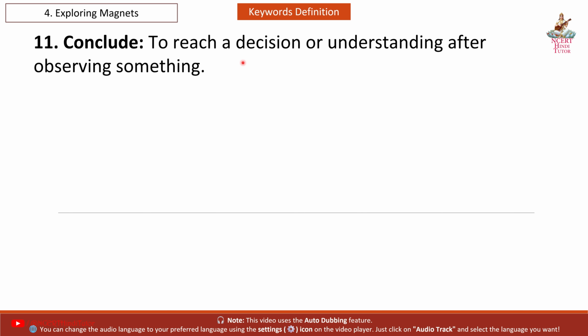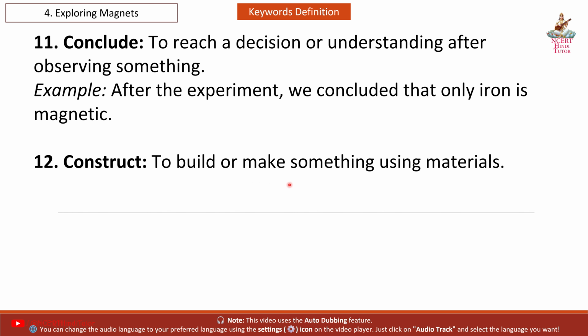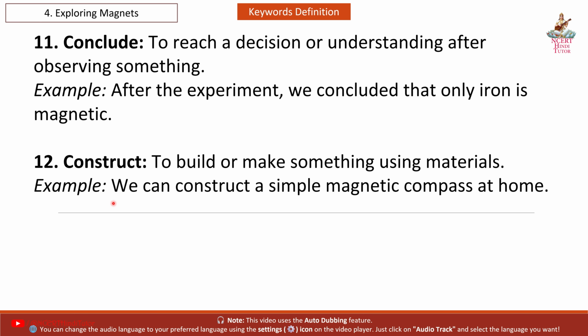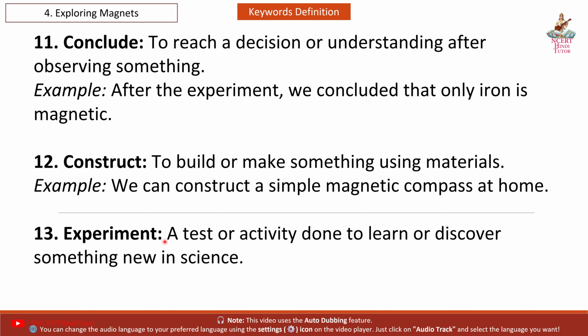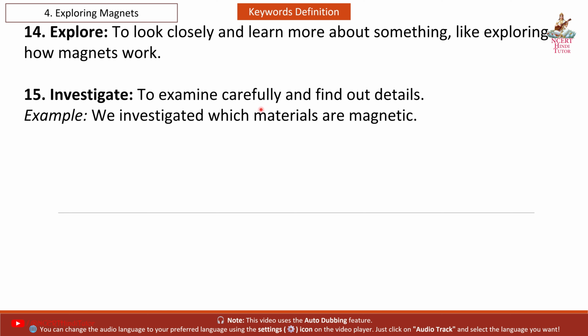Eleventh, conclude, to reach a decision or understanding after observing something. Example, after the experiment we concluded that only iron is magnetic. Twelfth, construct, to build or make something using materials. Example, we can construct a simple magnetic compass at home. Thirteenth, experiment, a test or activity done to learn or discover something new in science. Fourteenth, explore, to look closely and learn more about something, like exploring how magnets work. Fifteenth, investigate, to examine carefully and find out details. Example, we investigated which materials are magnetic.